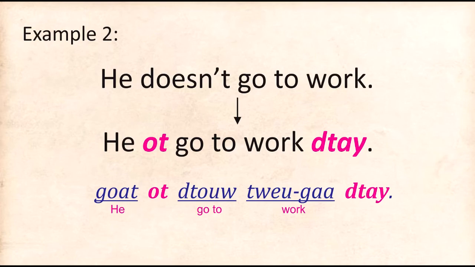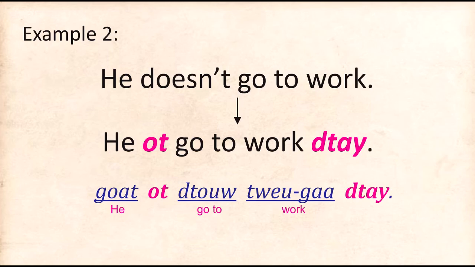Example number 2. He doesn't go to work. And when you use Khmer form, he ought go to work te. The meaning in Khmer we say គាត់អត់ទៅធ្វើការទេ. គាត់ is he, ទៅ is go to, and ធ្វើការ is to work. Okay, so again: គាត់អត់ទៅធ្វើការទេ.